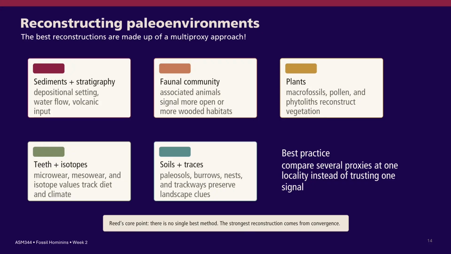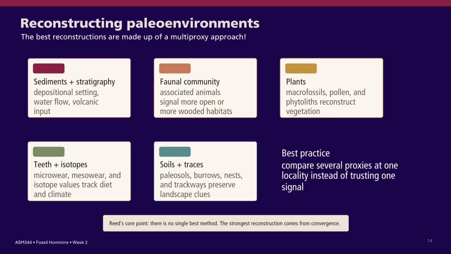One category of evidence comes from geology and sedimentology. River deposits, lake beds, volcanic tuffs, paleosols, and surface traces can all indicate landscape processes and substrate conditions. Another category comes from fauna. Community composition, body size, diet, locomotor pattern, and ecomorphology can suggest forest, woodland, bushland, or grassland conditions.